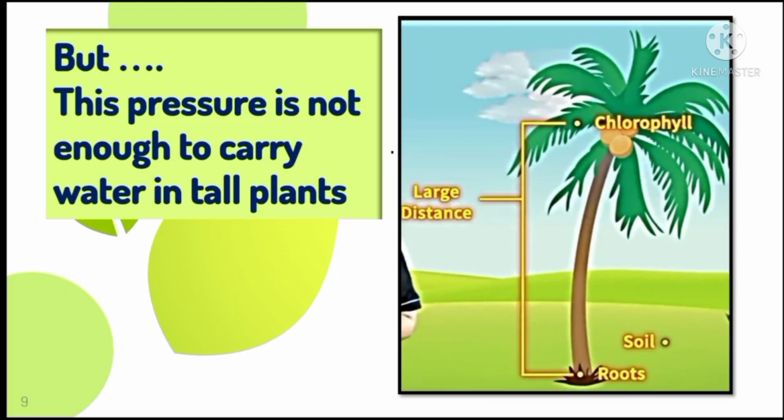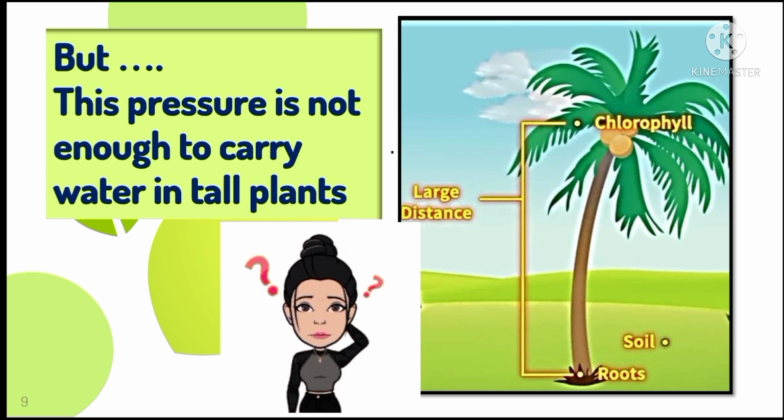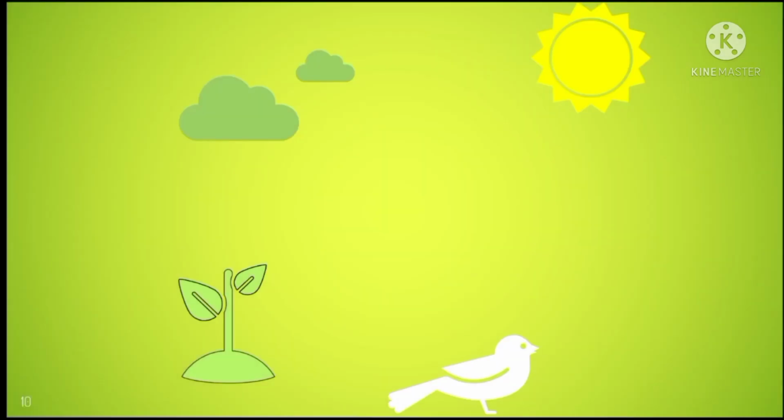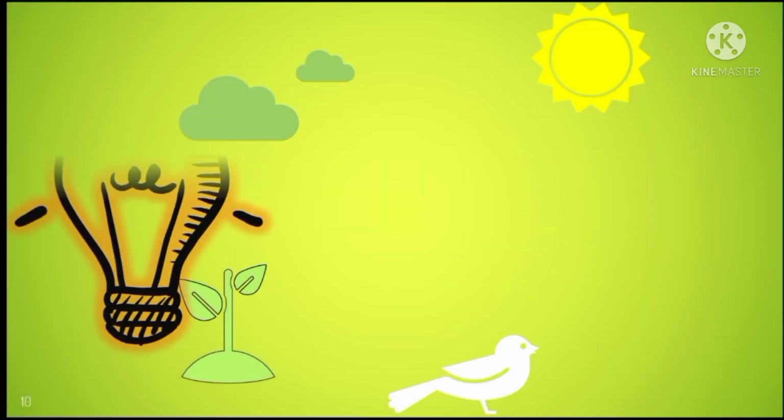But again, this pressure is not enough to carry water in tall plants. These tall plants have another mechanism to tackle this issue. Can you think of it? Or can you guess it? Yes, it is through transpiration pull.